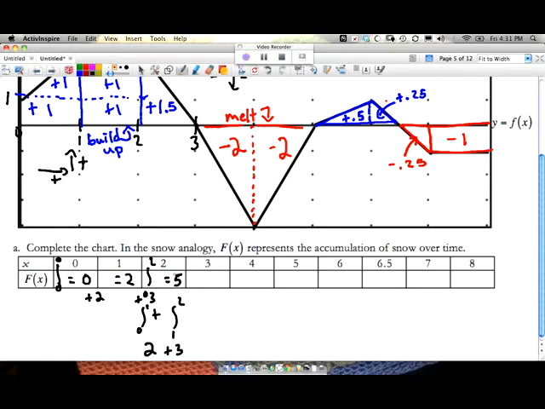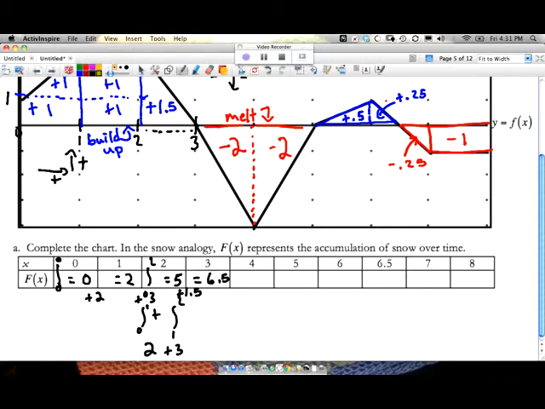Now we're going to repeat that process. So between 2 and 3, how much area is added? That would be here. We're adding another 1.5, so we're going to plus 1.5. And that's going to give us 6.5. All right, now is when we start to subtract.